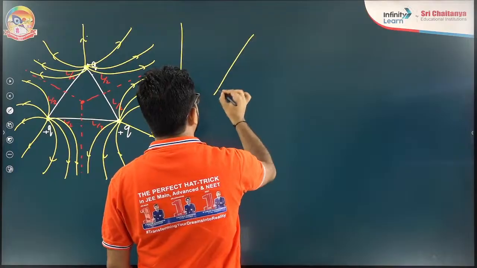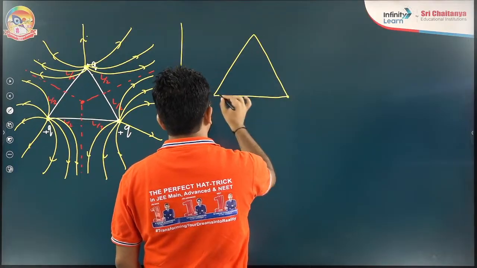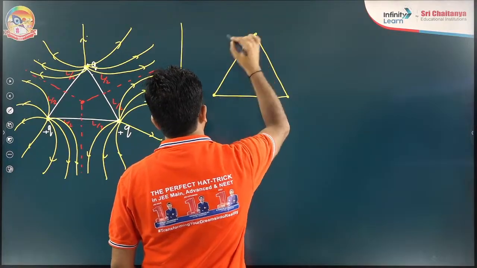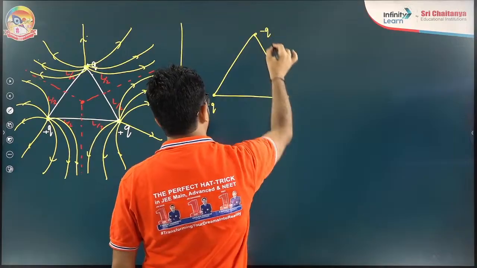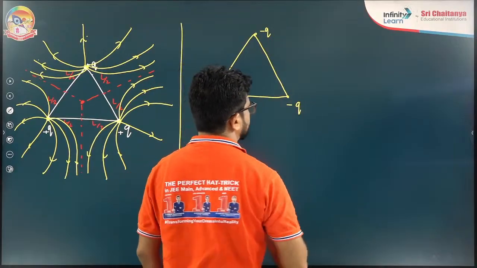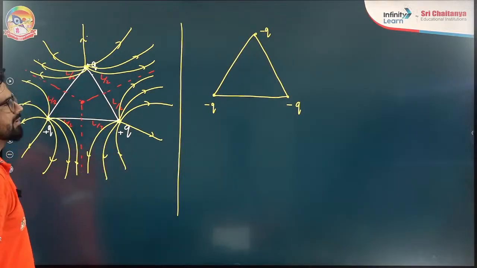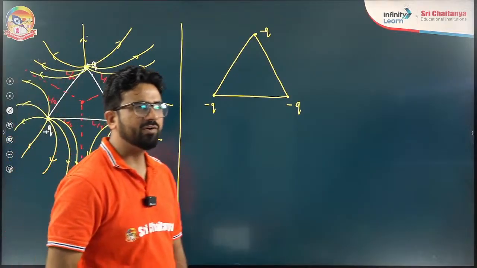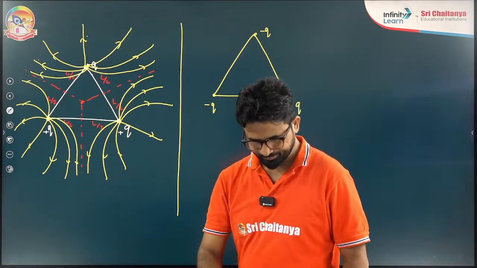Now I am giving you a similar diagram, a similar question. Please try. This is minus, this is also minus, this is also minus Q, on an equilateral triangle. Now again we have to draw the electric field lines. Can we draw? Please reply.